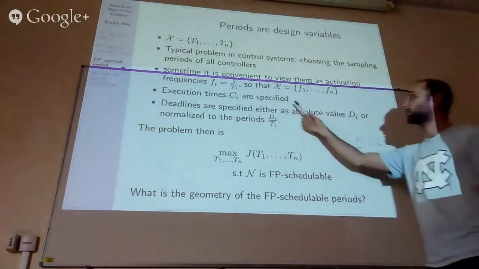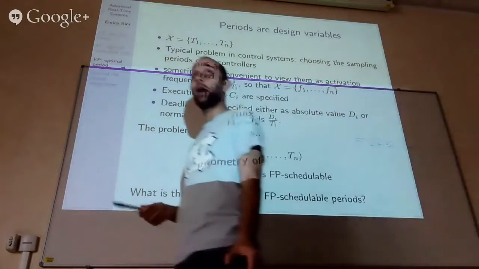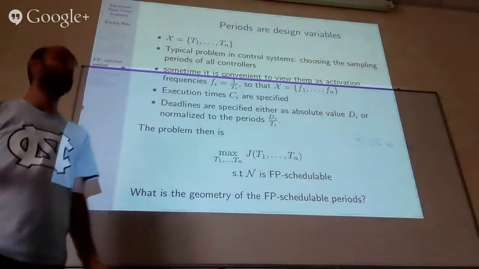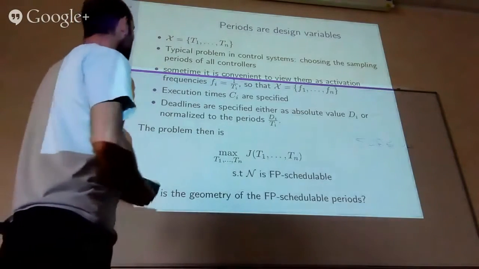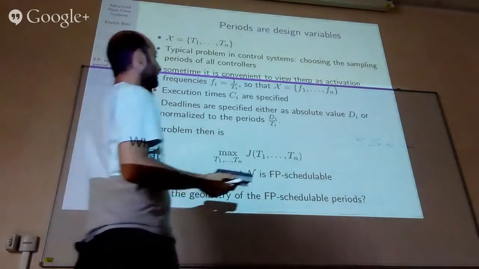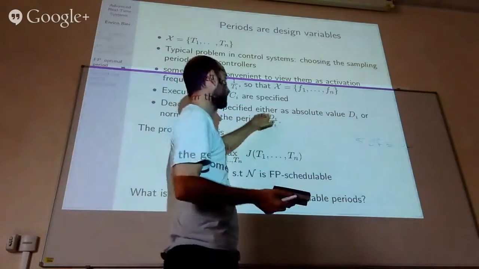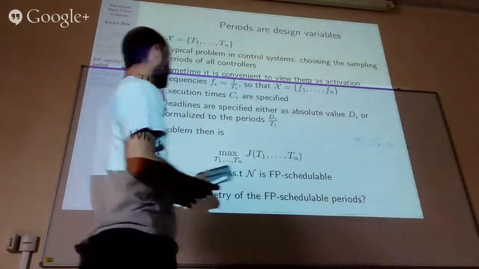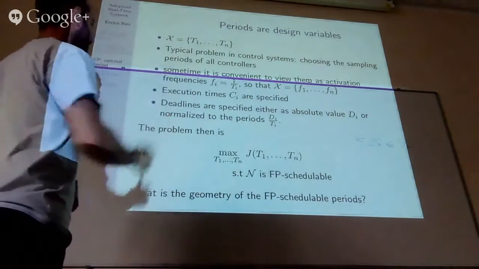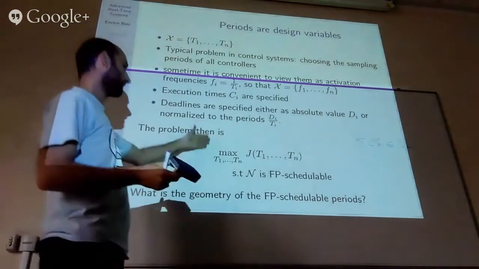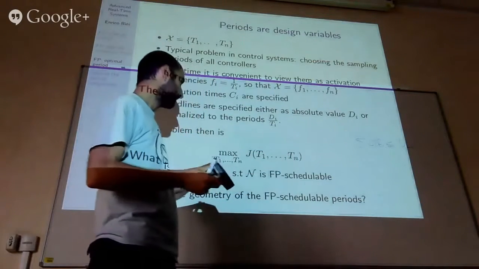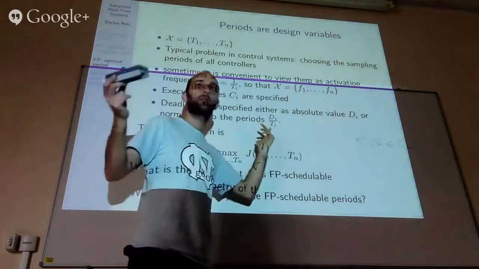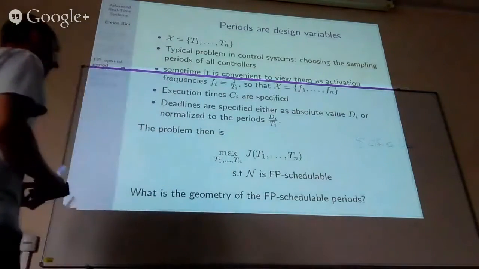Right, so execution times in this case are specified, and the design parameters are the periods, or equivalently the frequencies. And deadlines are typically either an absolute value d_i, or they are expressed as a ratio, normalized to the periods. And the problem is just the same as before, where the variables instead are periods, and we want that it is an FP schedule. So everything is the same.